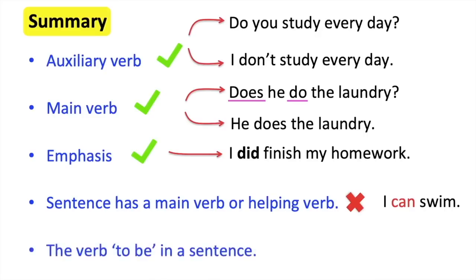Lastly, the verb to be in a sentence doesn't require a helping verb. The forms of the verb to be are am, is, are, was, or were. For example, I am a librarian. So I don't need to add anything else to this sentence.